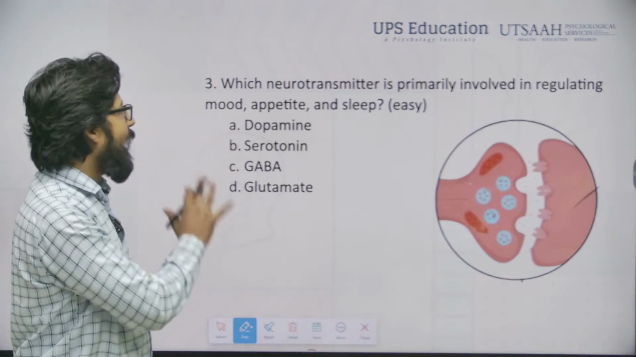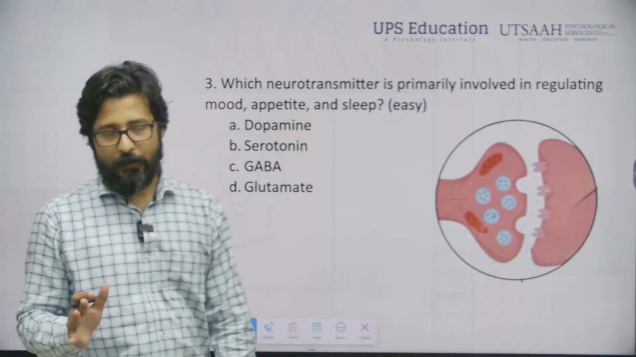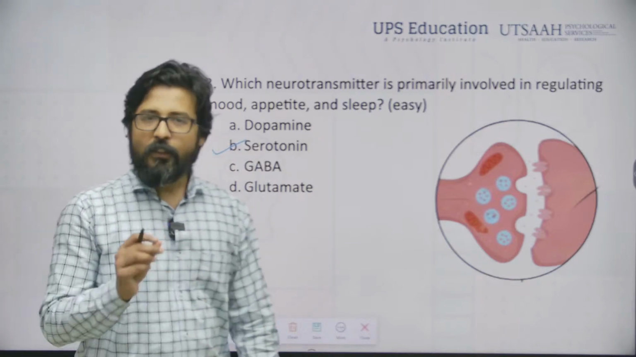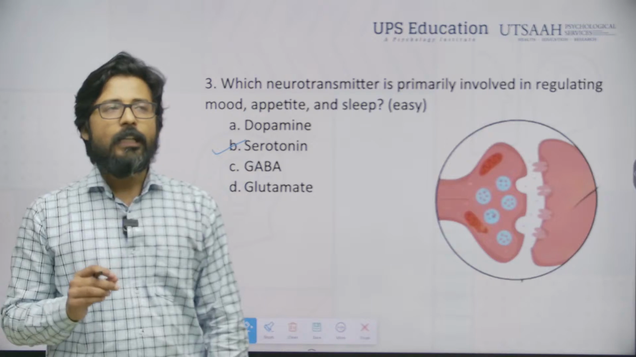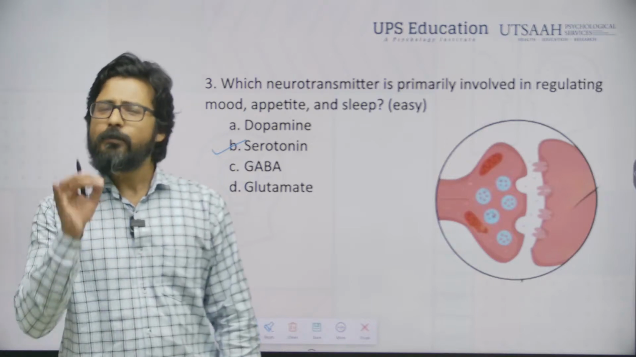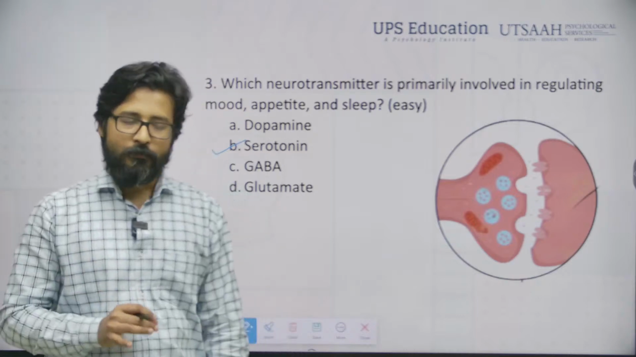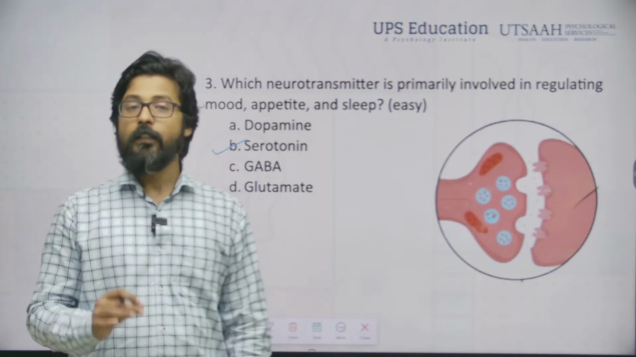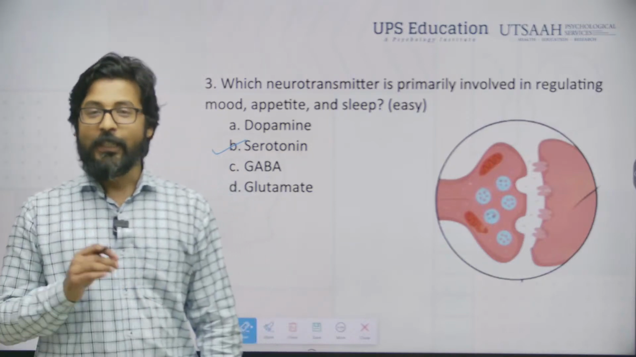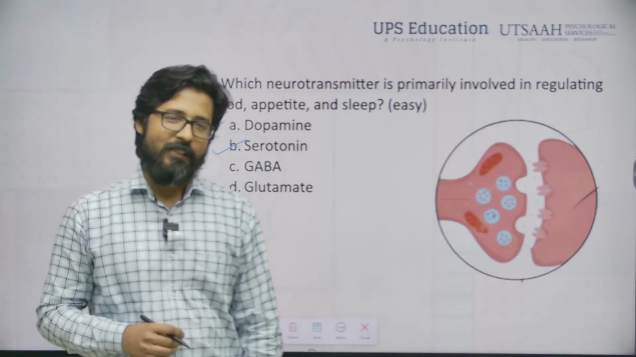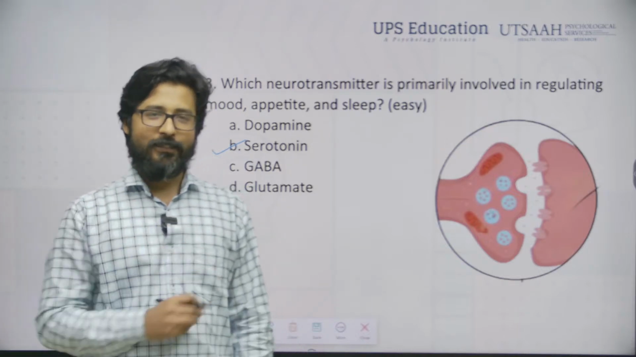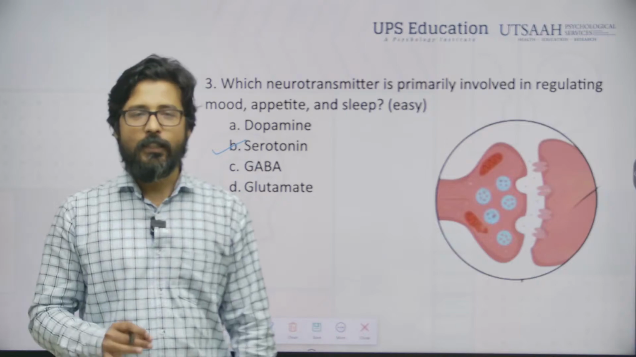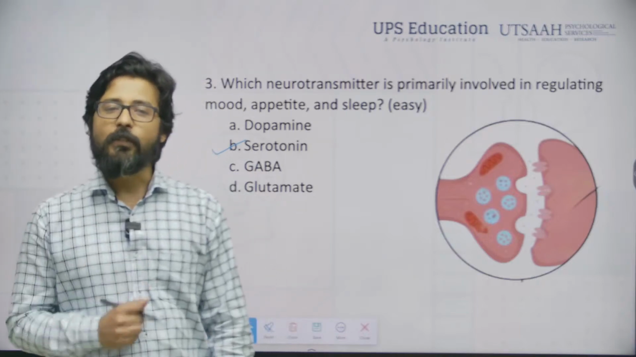So the options we have are dopamine, serotonin, GABA and glutamate, and the correct answer is serotonin. When we talk about serotonin, it is primarily involved in regulating mood, appetite and sleep. Serotonin is a neurotransmitter that plays a crucial role in regulating mood, emotional well-being and sleep patterns, and it is also involved in appetite. It is known as the feel-good neurotransmitter because it influences feelings of happiness and emotional stability.